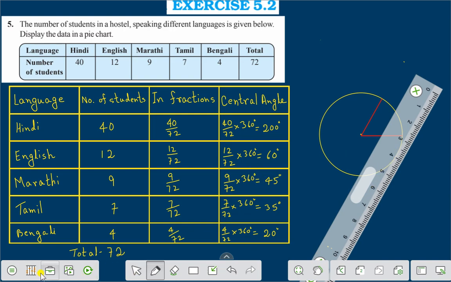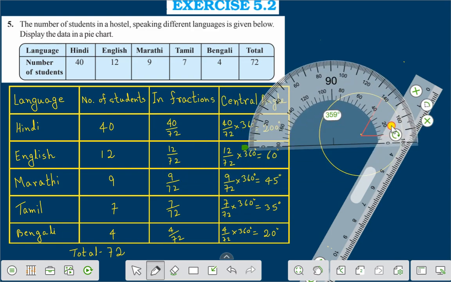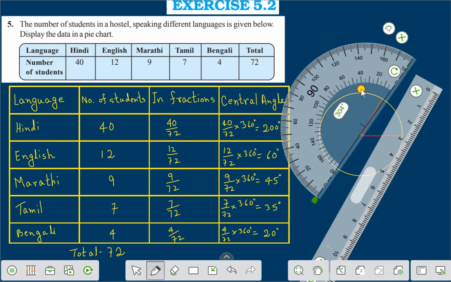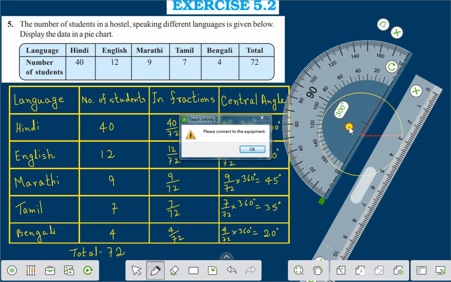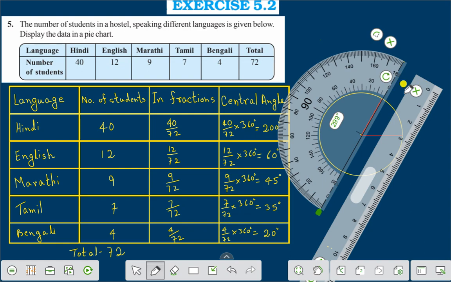Let us make 45 degree with the help of protractor. Again, let us take the protractor, and with the help of this protractor, make an angle of 45 degree. Move this protractor and place it in the proper way, so that we may make an angle of 45 degree. This is 0, and we will take 45 degree. 20, 40, this is 45, right?